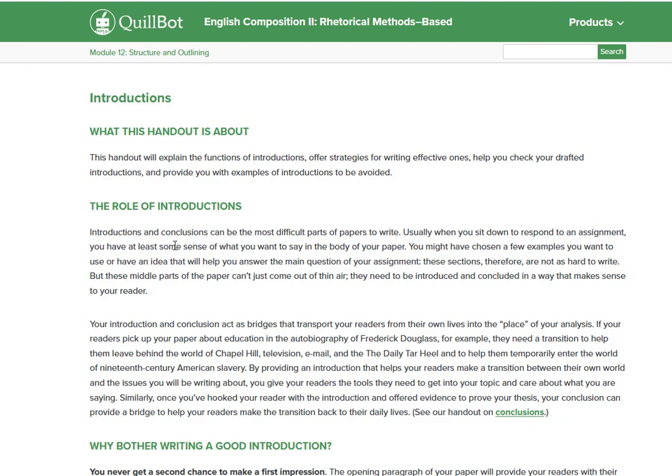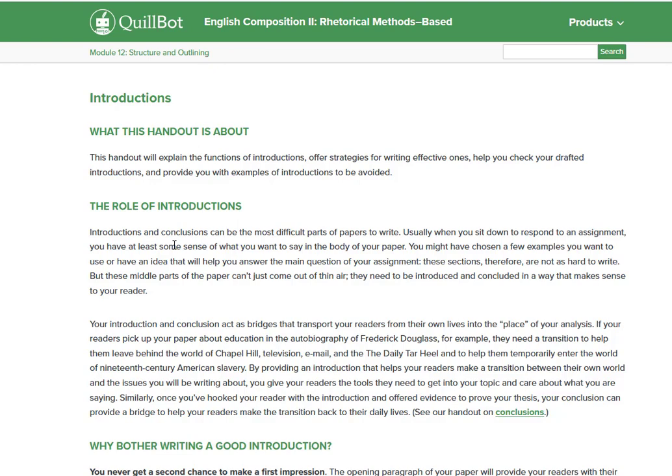And so these sections, therefore, are not hard to write. But the middle parts can't just come out of thin air. They need to be introduced and concluded in a way that makes sense to your reader. Your introduction and conclusion act as bridges that transport your readers from their own lives into the place of your analysis. If your readers pick up your paper about education in the autobiography of Frederick Douglass, for example, they need a transition to help them leave behind the world of 20th century life and to help them temporarily enter the world of 19th century American slavery.